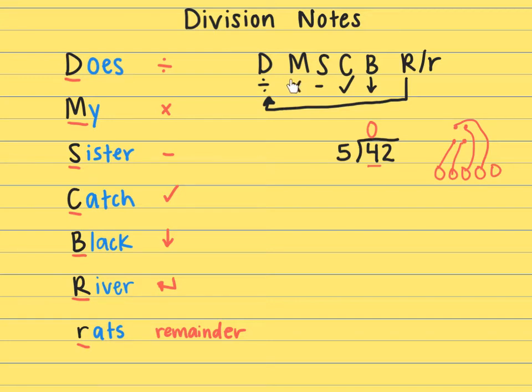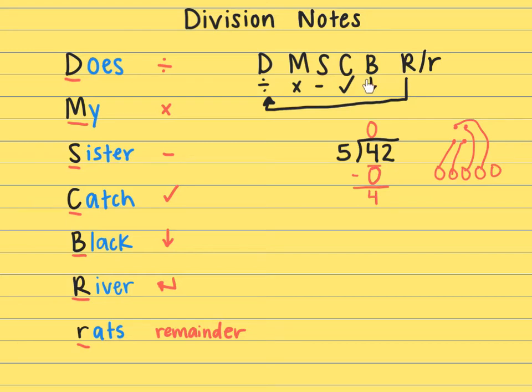Step 2 is to multiply. I take my 5 and multiply it by the 0. And I know 5 times 0 is 0. I put the 0 below. The next step is to subtract. So I take the 4 and the 0 and subtract them. So 4 minus 0 is 4. The next step is to check. I look at this number and I check to see, is it less than this number? 4 is less than 5, so that means I did a good job.